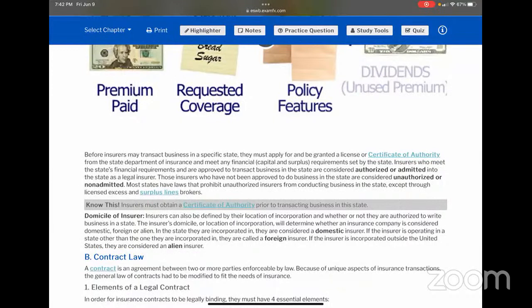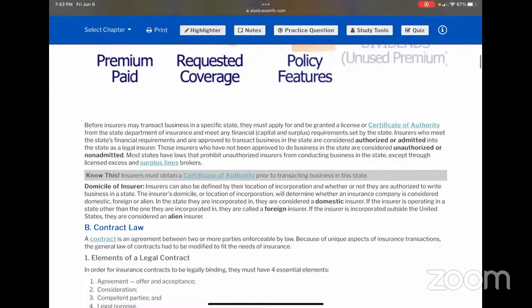Insurers who meet the state's financial requirements and are approved to transact business in the state are considered authorized or admitted into the state as a legal insurer. Those insurers who have not been approved to do business in the state are considered unauthorized or non-admitted. That's really simple. Most states have laws that prohibit unauthorized insurers from conducting business in the state except through licensed excess and surplus lines brokers. We've got to know this.